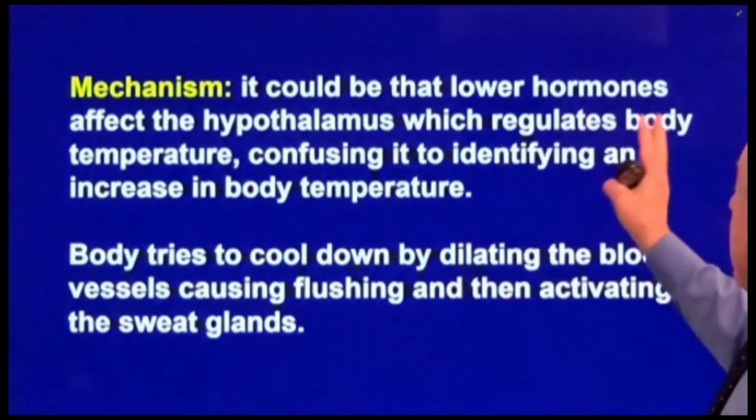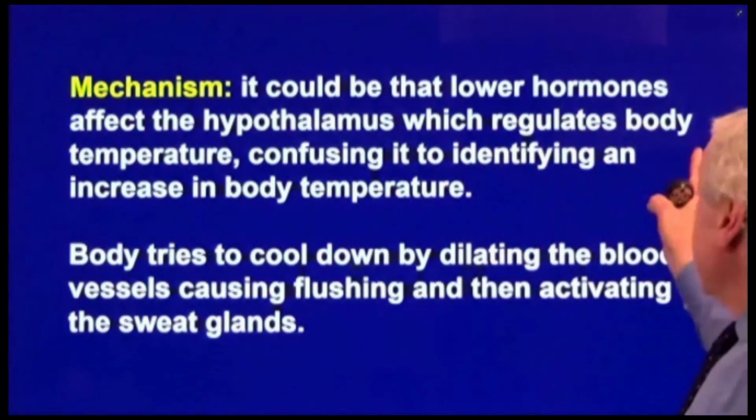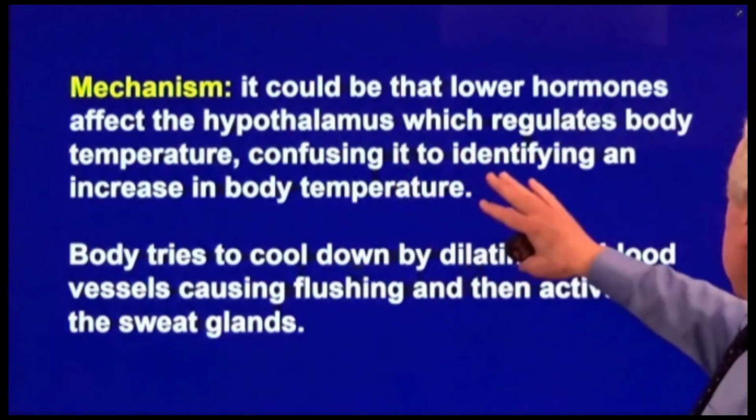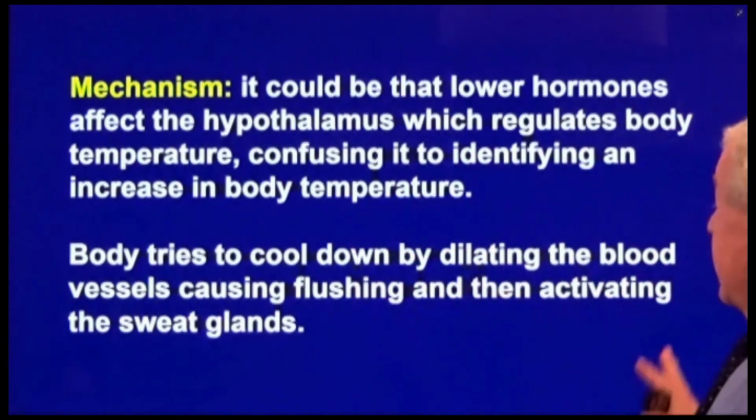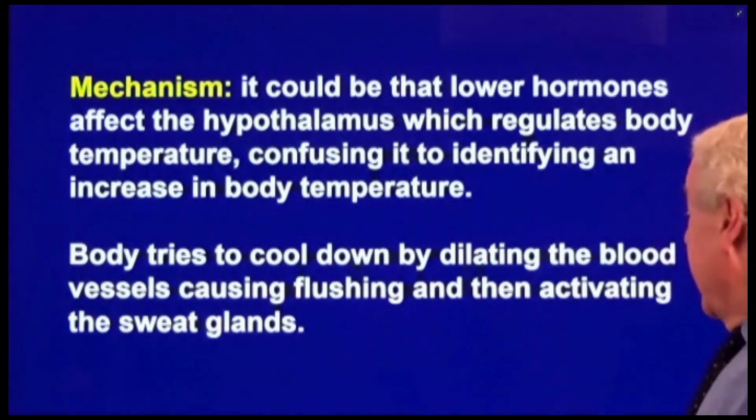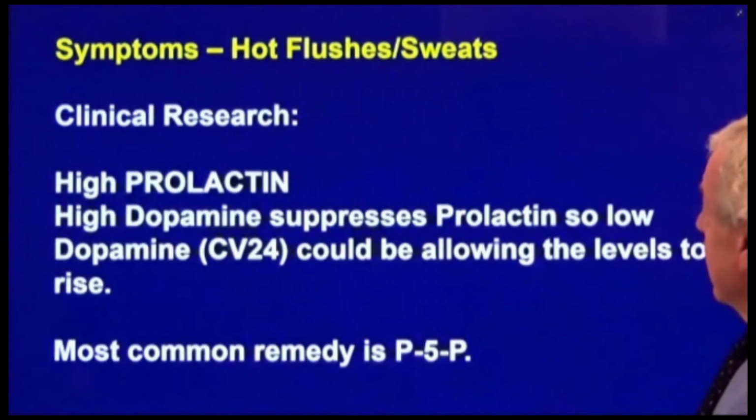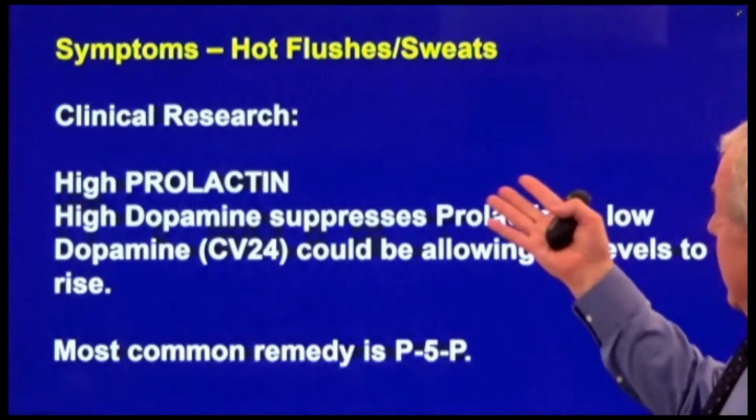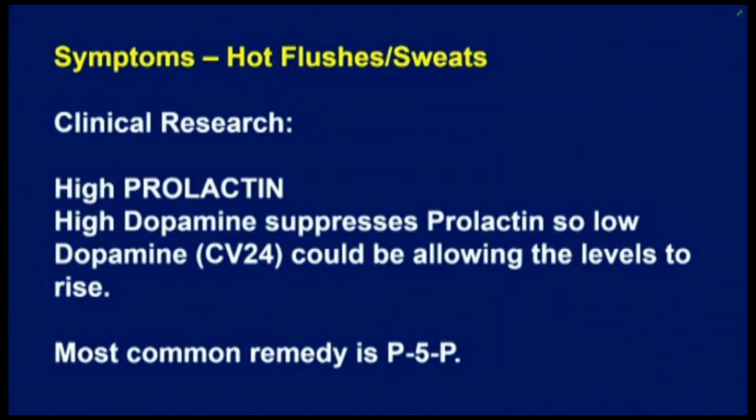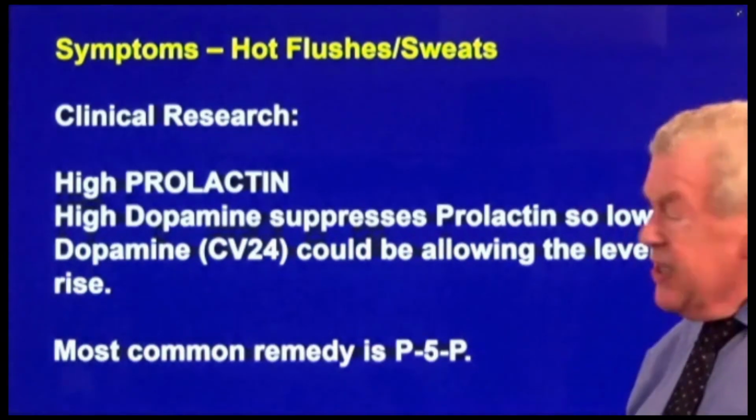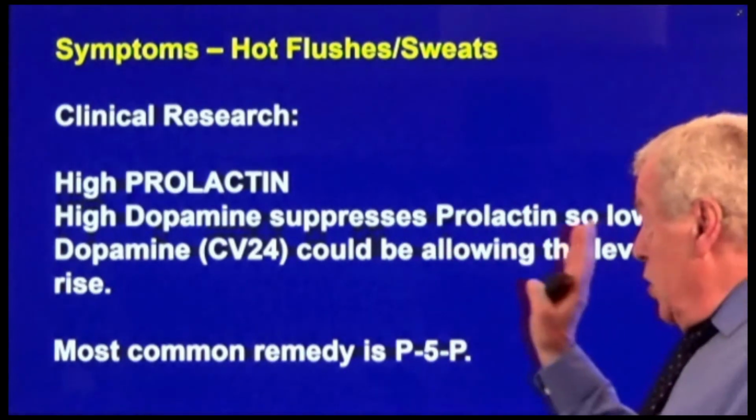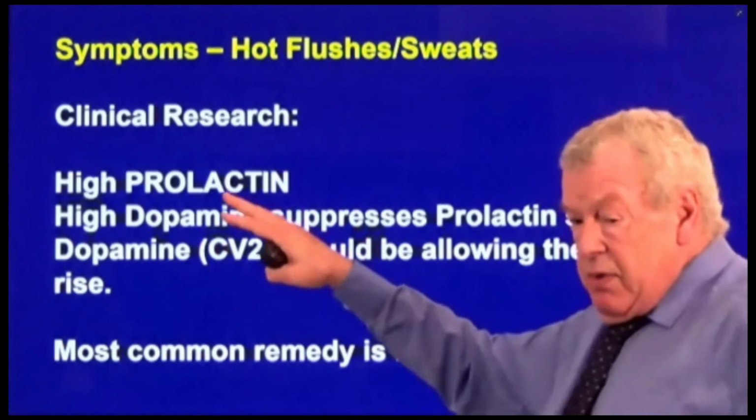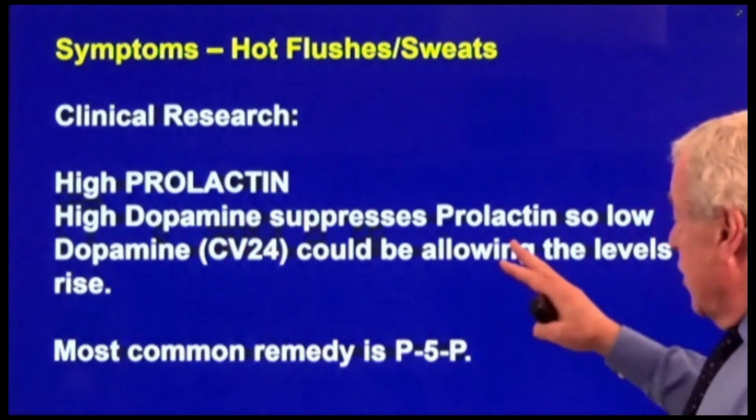So it could be that the lower hormones affect the hypothalamus, which regulates the body temperature, confusing it into identifying an increase in body temperature. The body tries to cool itself down by dilating the blood vessels, causing flushing, and then activating the sweat glands. So symptoms of the hot flush, from the clinical research point of view of my own work over the years, I always find that ladies with hot flushes all test positive and high in prolactin, which is a primary pituitary hormone.